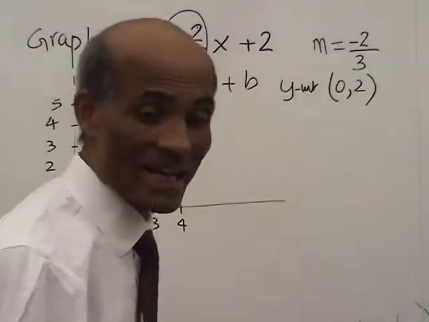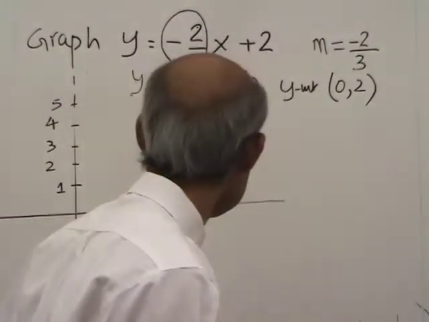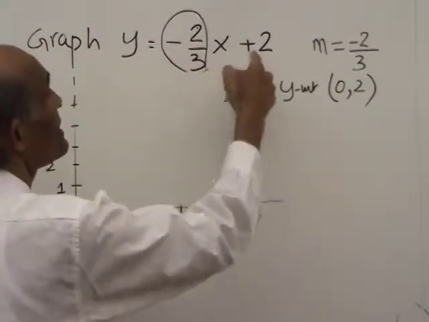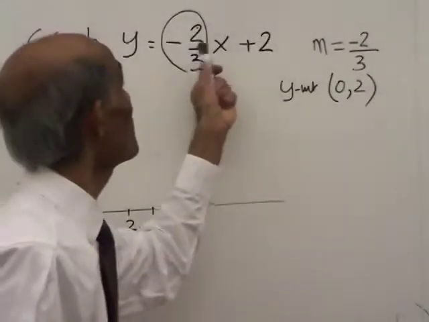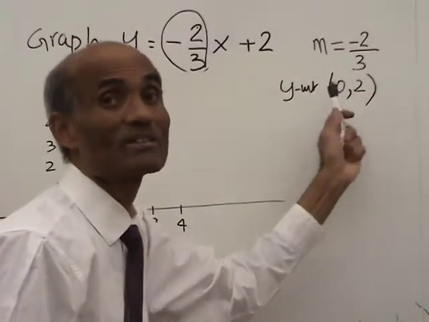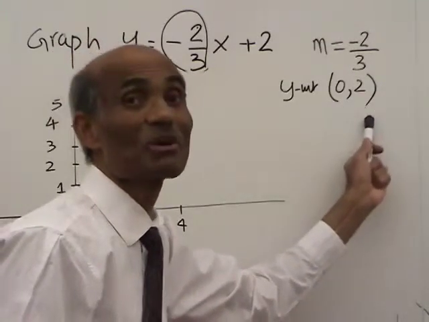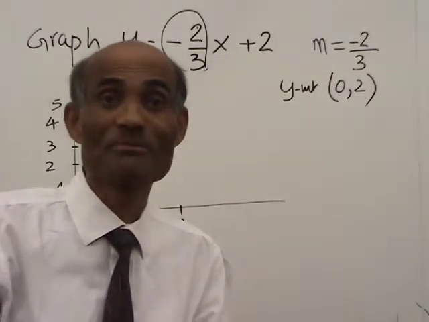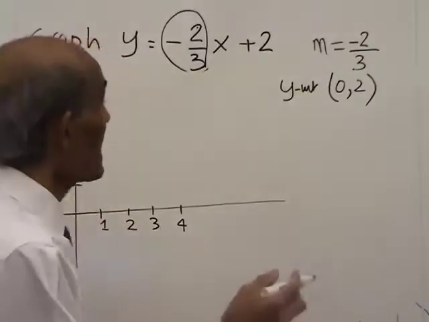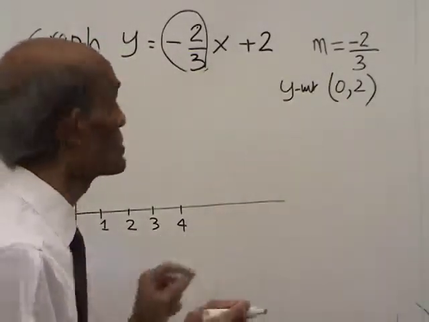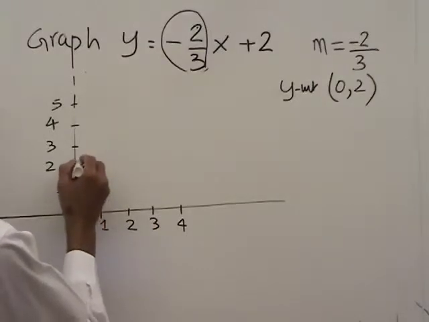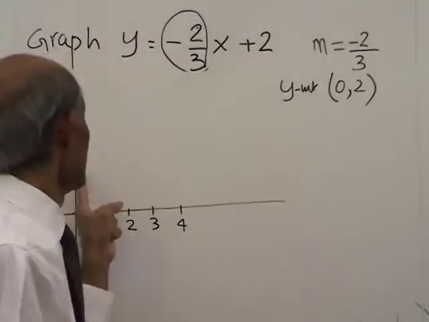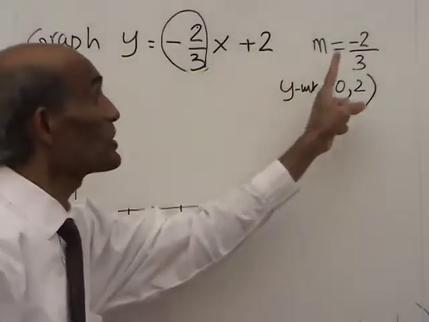Now, you must get this information as soon as you see this equation. Y equal to negative 2/3 x plus 2 gives you m, the slope, equal to negative 2/3 and the y-intercept is 0, 2. So, you can actually use these two information to plot your graph. I have shown that to you. Alright, start by marking the y-intercept. Where is the y-intercept? 0, 2 is the y-intercept. There we are.